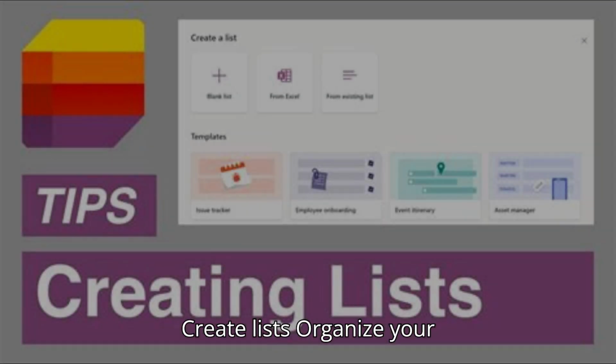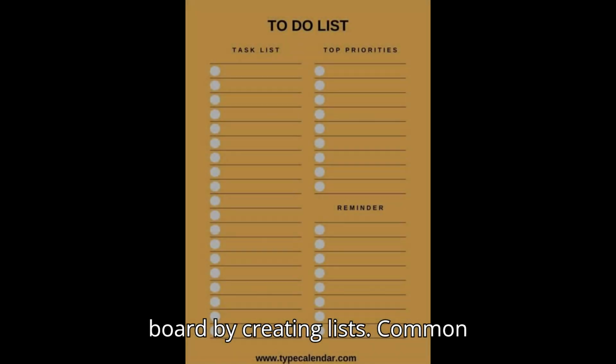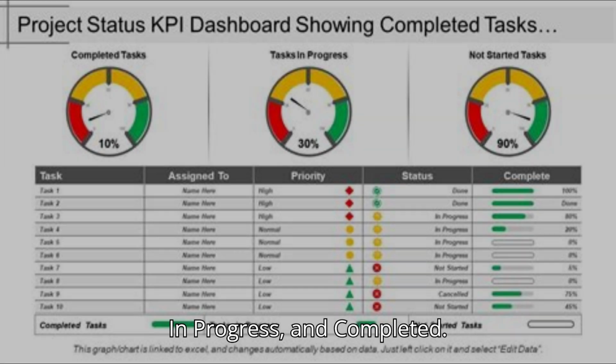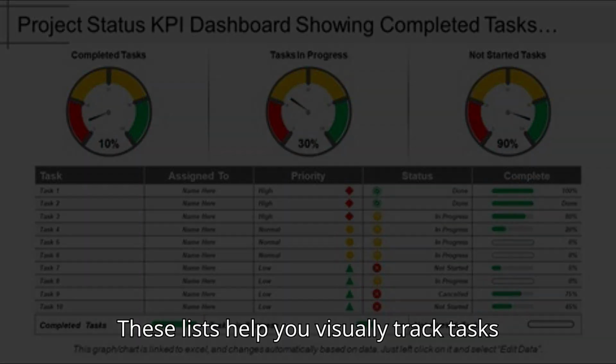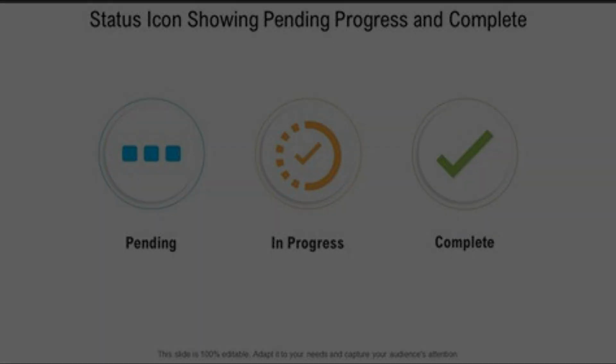Create lists. Organize your board by creating lists. Common lists for task management include to-do, in progress, and completed. These lists help you visually track tasks as they move through different stages.